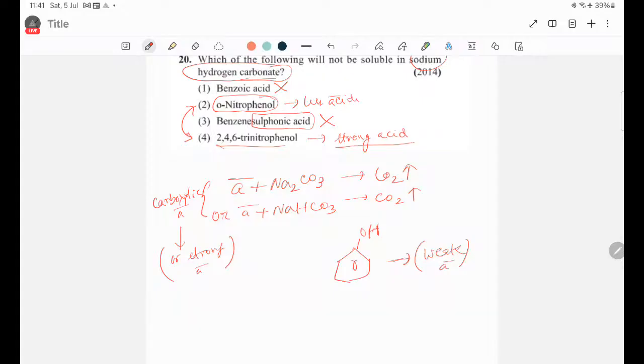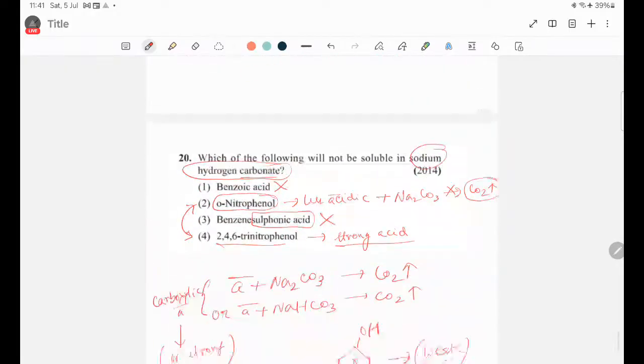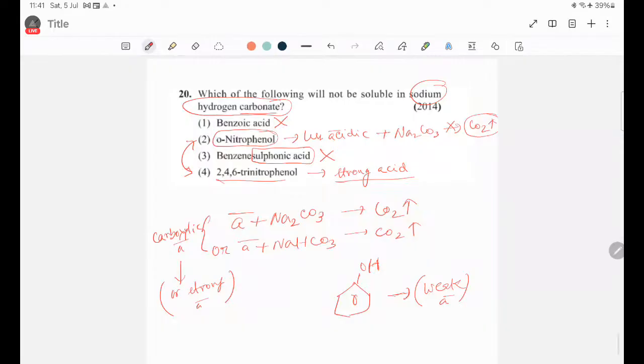So option 2 will be comparatively less acidic, and being less acidic, it will react with Na2CO3 but it cannot liberate CO2. If it cannot liberate CO2, it will not be soluble in sodium hydrogen carbonate. Orthonitrophenol is the weakest acid compared with the rest of the options, because benzoic acid has the COOH group and is highly acidic, and option 3, the sulfonic acid with the SO3H group, is also very acidic.